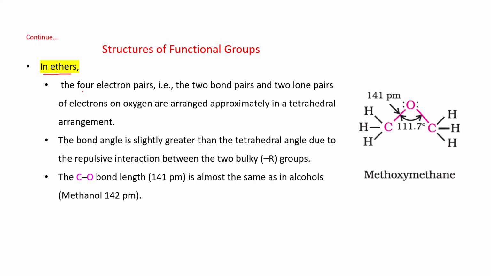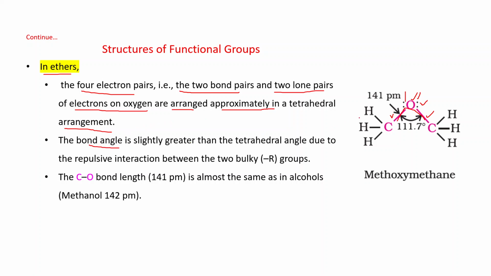In ethers, the 4 electron pairs, that is the 2 bond pairs and 2 lone pairs of electrons on oxygen, are arranged approximately in a tetrahedral arrangement. You can see this oxygen is sp3 hybridized, and it contains these 2 lone pairs of electrons and these 2 bond pairs. The arrangement of these 2 lone pairs and 2 bond pairs is tetrahedral, but again due to the presence of these 2 lone pairs of electrons, its shape is bent shape, okay.